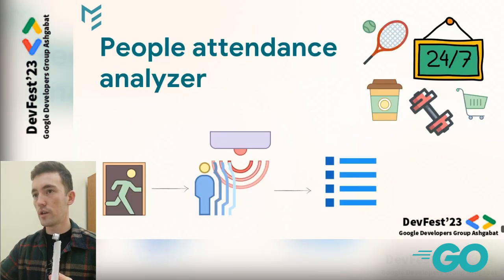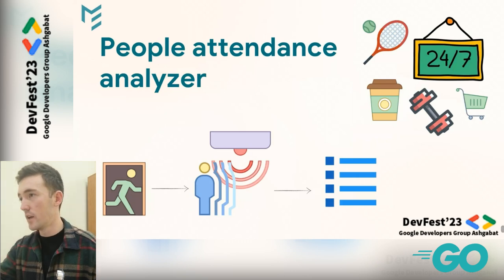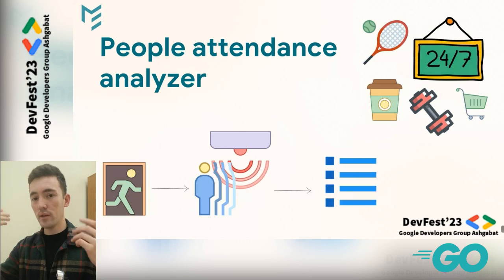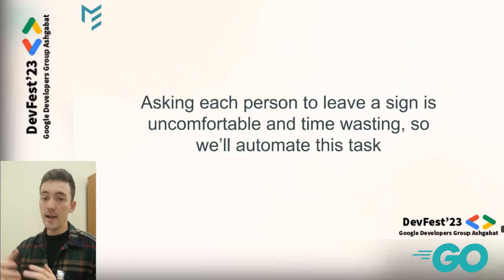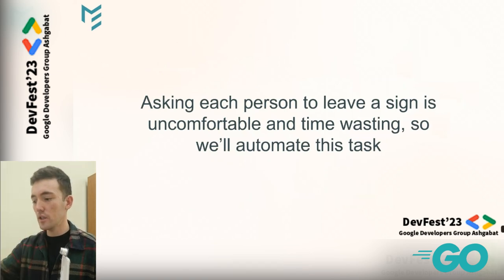Next project. So we will create a little people attendance analyzer as an example. For example, you have something, gym or restaurant or cafe or anything that people come and go, and probably you will need statistics about how many people come in several parts of time of a day. And asking people to sign somewhere or putting any worker to do this task always would be uncomfortable and time wasting. So we'll use the IoT technology.